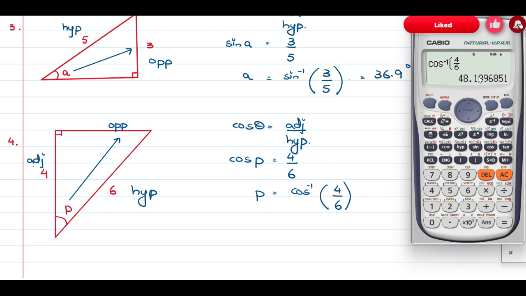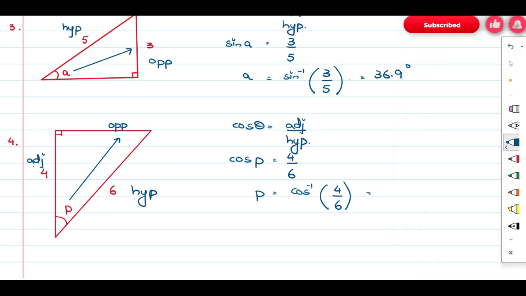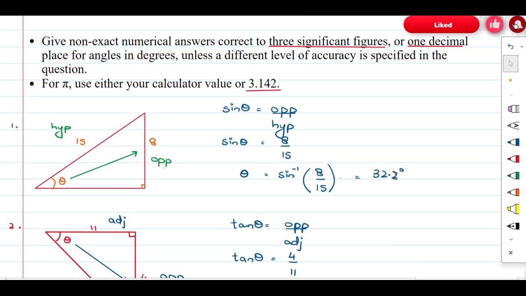48.1. The next digit is 8. You need to round up this 1. So 1 add 1, it becomes 48.2 degrees. 48.2 degrees. Okay. All right, so this is all about the trigonometric ratios.